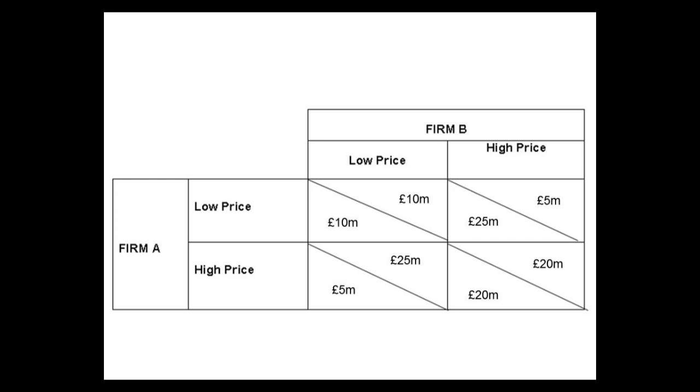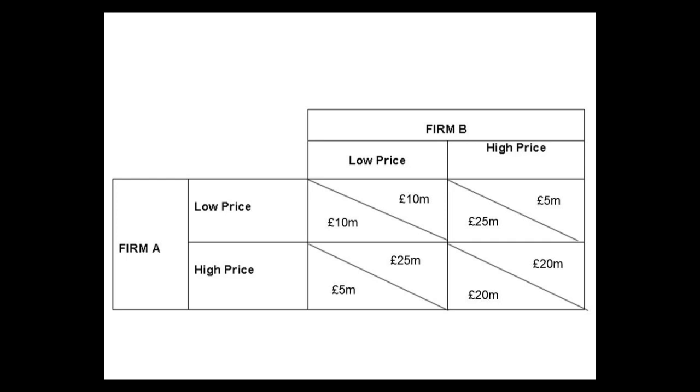Or one could charge a low price and the other could charge a high price. If that happens, the firm that charges the low price will receive almost all of the customers, and therefore they'll make £25 million, while the firm that charges the high price will make just £5 million.